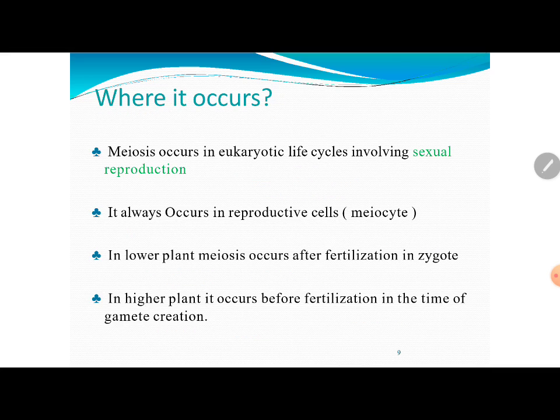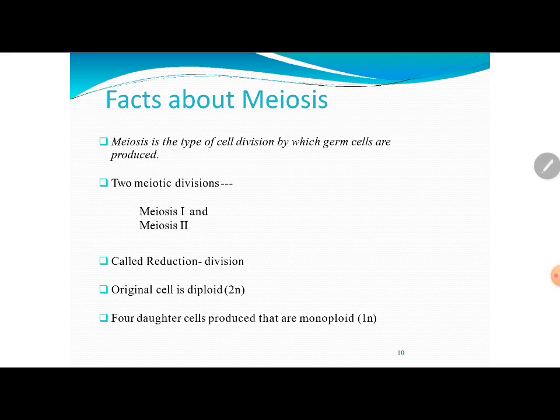Meiosis occurs in eukaryotic life cycles involving sexual reproduction. It always occurs only in the reproductive cell. In lower plants, meiosis occurs after fertilization in the zygote. We are not going to go into detail about plants because we are studying meiosis in the light of zoology, so we will restrict ourselves to animal cells. In higher plants, it occurs before fertilization, at the time of gamete creation.